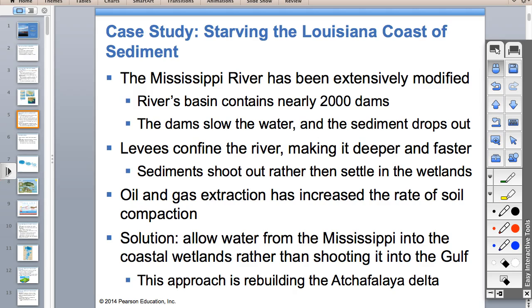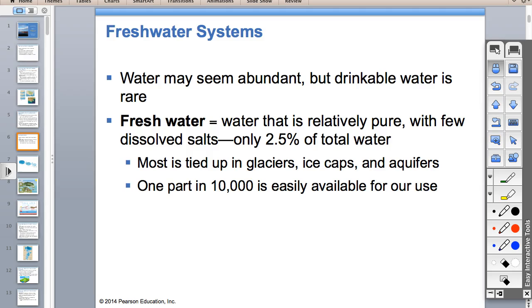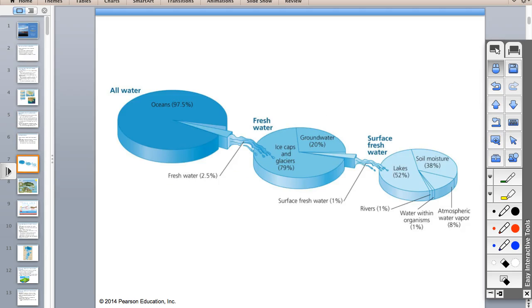Also, gas and oil, when you pull that out, a lot of drilling happens around the Gulf because it's really rich in petroleum. When you drill that out of the ground, you can imagine that leaves a void under the ground, and so the land will settle. When the land settles, it's closer to sea level, and so it's easier to flood it. So there's that. Freshwater. This guy right here, this is super important.